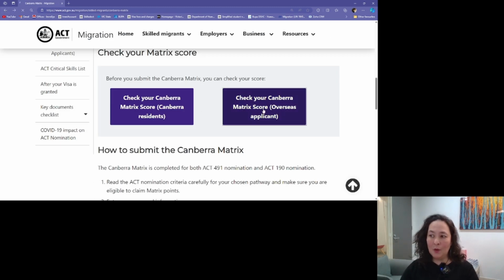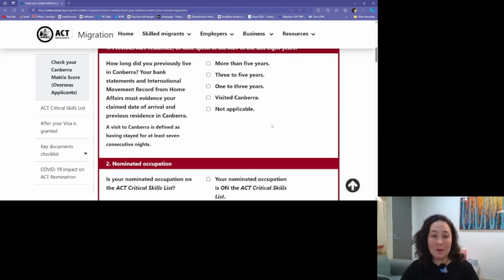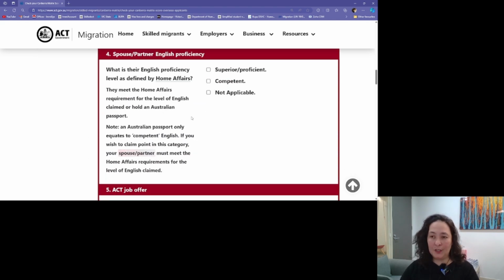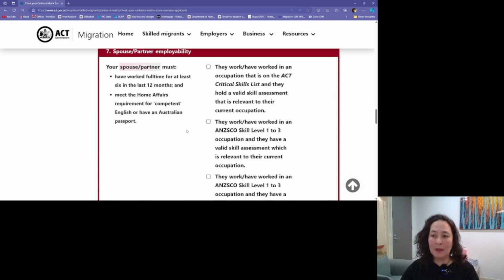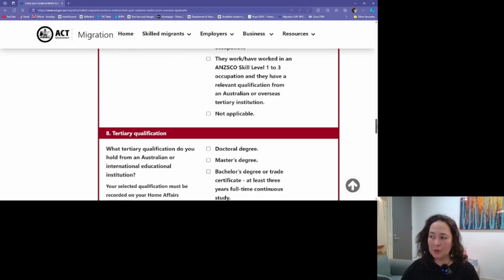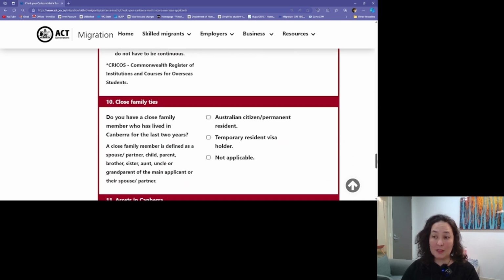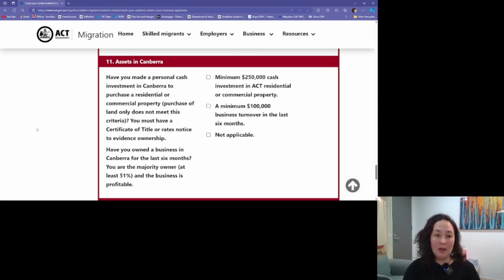If you're overseas, they're going to ask slightly different questions, but it's still about have you ever spent any time in Canberra. They're going to ask about your proficiency, partner. If you have a job offer, have you looked into job applications? I'm going to scroll this quickly because I want to show in the end. They're going to also keep asking, have you ever studied it? Do you have close family ties? Do you have any assets? So in general, they're going to be asking questions about your ties and about the requirements that are part of the streams as well.